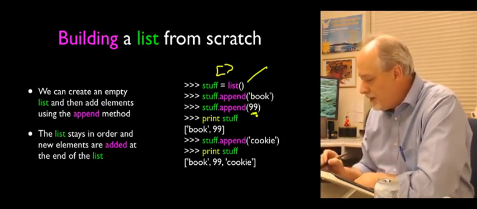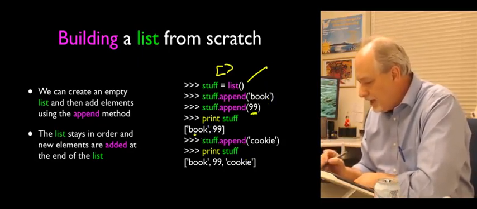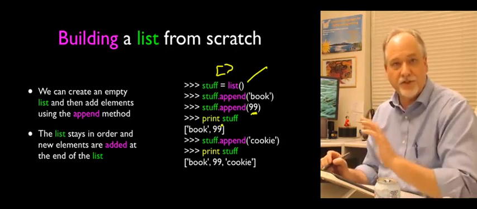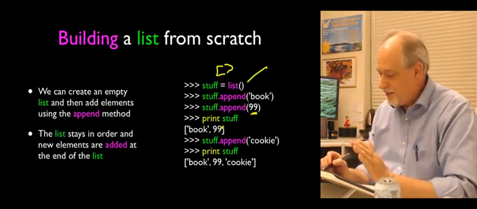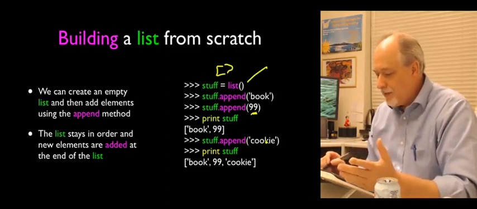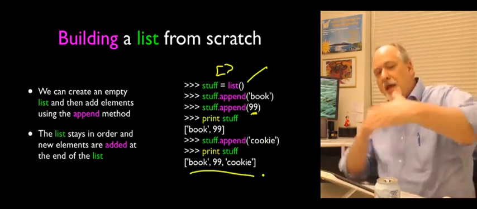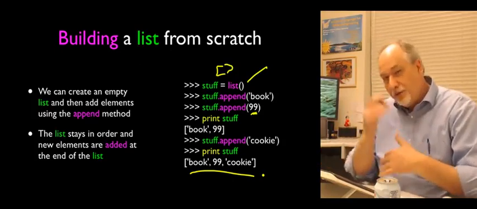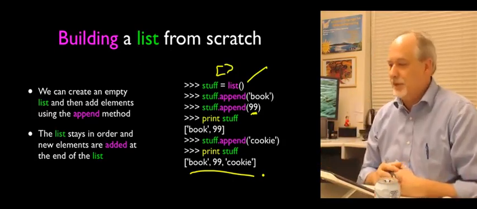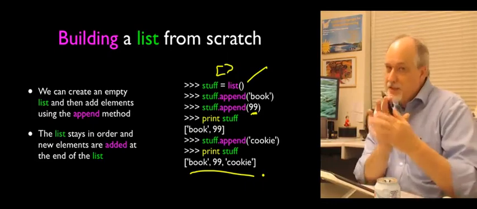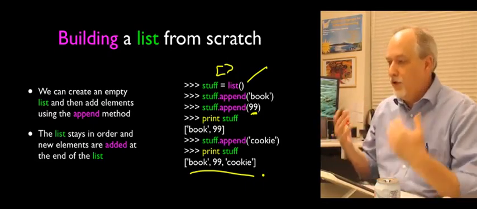So here we go. We append 99 and we print it out, and it's got book and 99, emphasizing the fact that they don't have to be the exact same kind of thing in a list. Then later we append cookie, and then it's book, 99, cookie. Okay, so this append, we won't do in line like this so often. We'll tend to do it in a loop as we're building up a list. But that's a way you start with an empty list and then programmatically grow it.